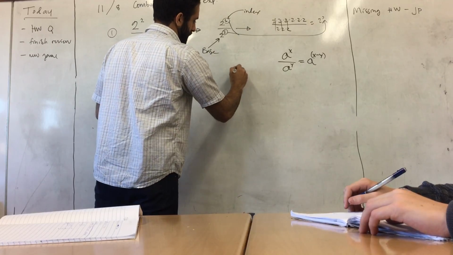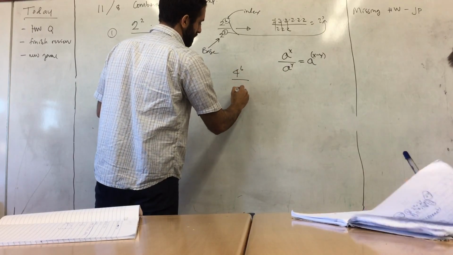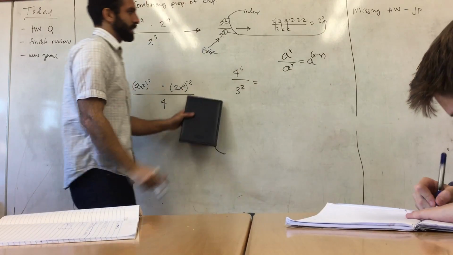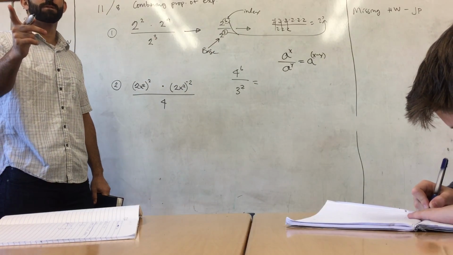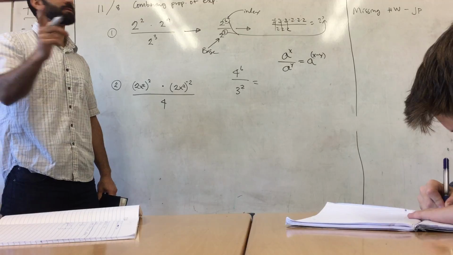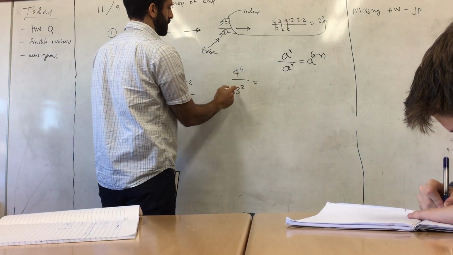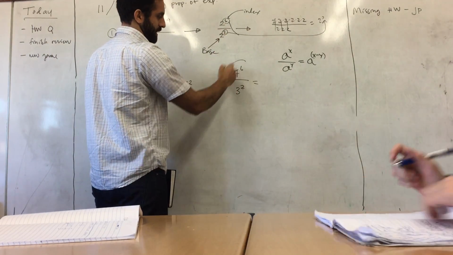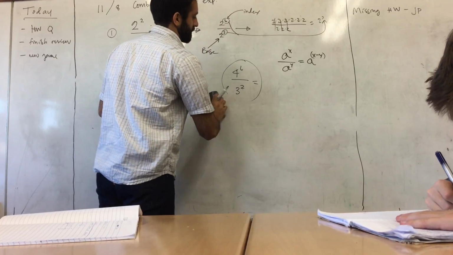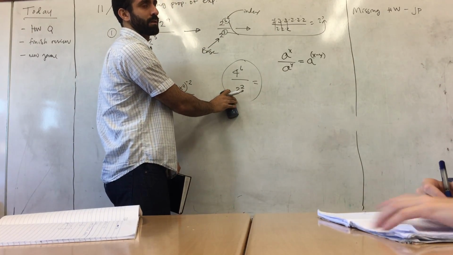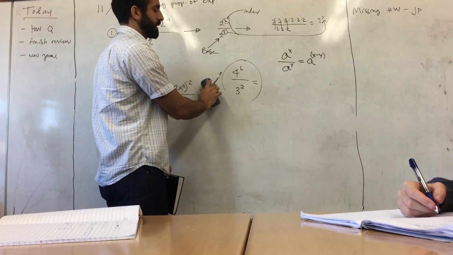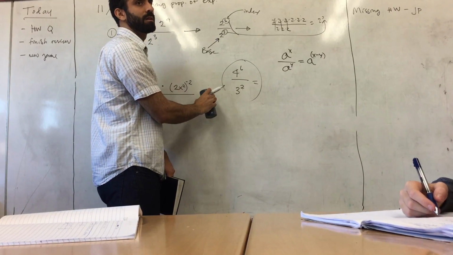If you have something like this, Iris, can you apply that shortcut? No, because they're two different numbers. Two different what? Bases. Two different bases. You can't apply this rule to something like this. Got it? Tell me what you can and can't do here.